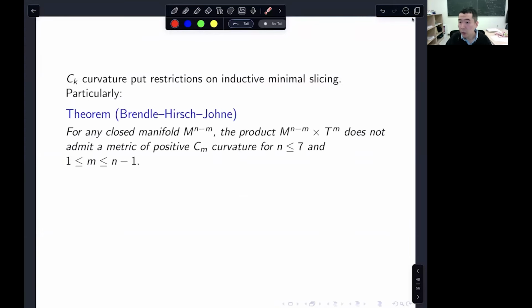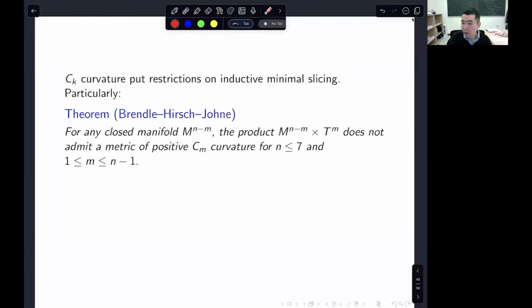Now, the C_K curvature also exhibits some interesting properties under the inductive minimal slicing procedure. In their paper, Brendle, Hirsch, and Johne proved that if you take any closed manifold of m dimensions and take the Cartesian product of that with the m-dimensional torus, then this does not admit a metric of positive C_m curvature, for n less than or equal to 7, and m between 1 and n-1. That's already very interesting.